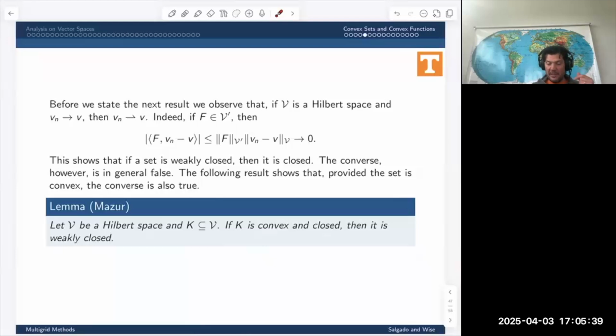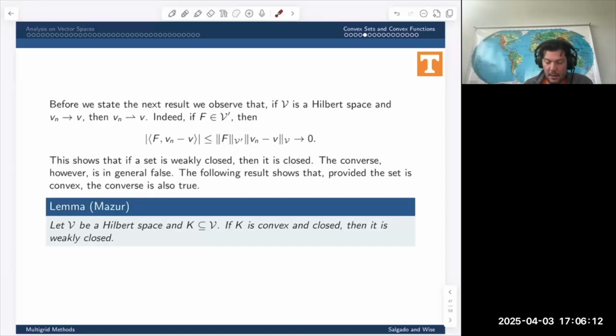All right, before we state the next result, I want to remind you of something. This one again is maybe a little bit subtle, but let's see if we can tease it out. What is this little result saying? Let's go back and recall the definition of strong convergence and weak convergence. We said that strong convergence always implies weak convergence.